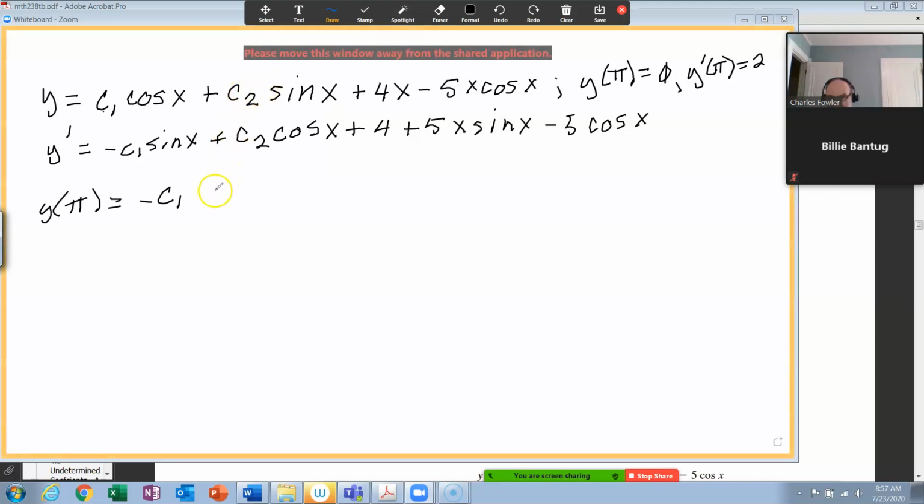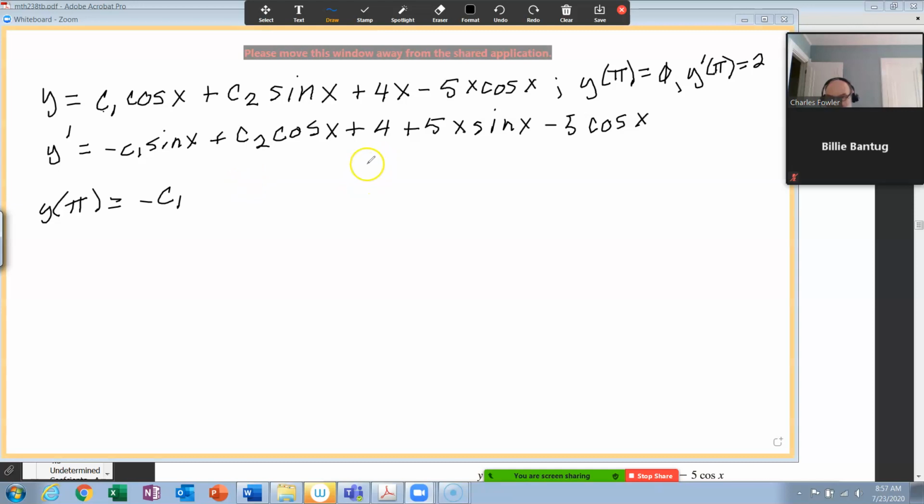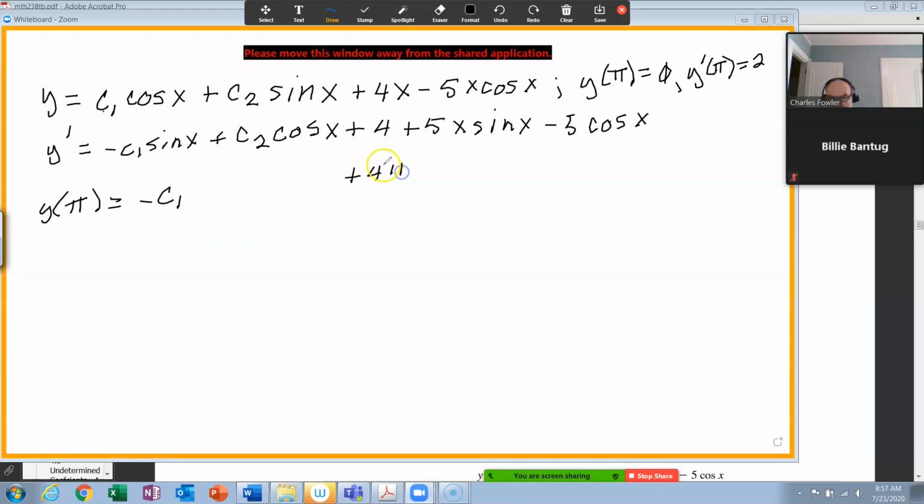All right, plus, if I can get the pen to come back. Come on, pen, there you are. Okay, now what happens when we plug in pi for sine? Sine of pi is? It's 0. Okay, so this term completely disappears. And the next term is just a plus 4 pi. When you plug in pi for x, you get plus 4 pi.